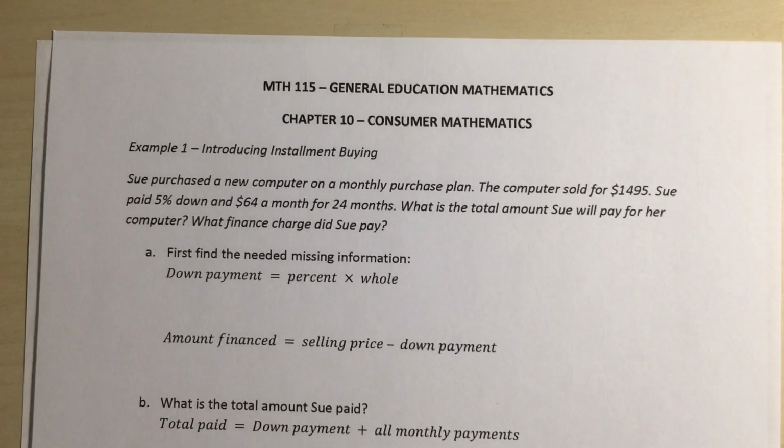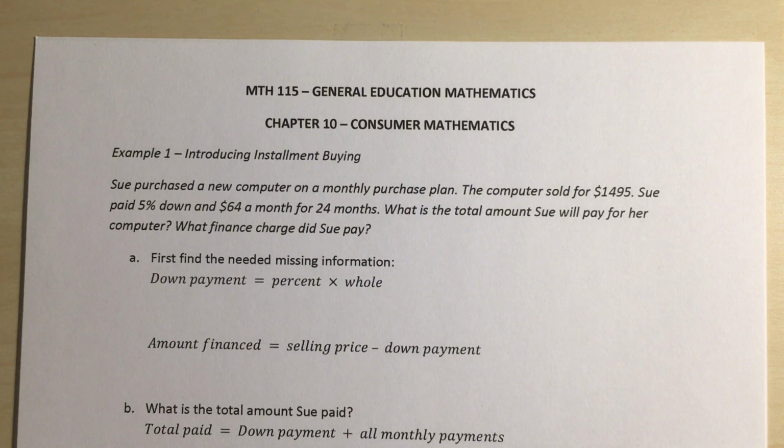All right, so in our introduction example, Sue purchased a new computer on a monthly purchase plan. The computer sold for $1,495, a way more expensive computer than anything I've ever purchased, but that's what we're working with here. Sue paid 5% down and a $64 a month payment for 24 months. What is the total amount Sue will pay for her computer? What finance charge did Sue pay?